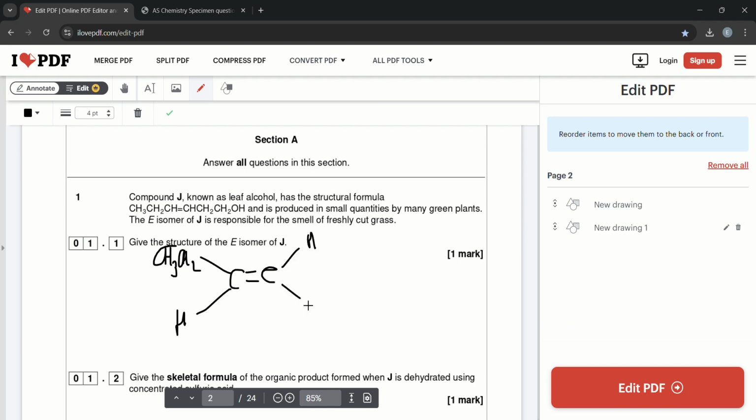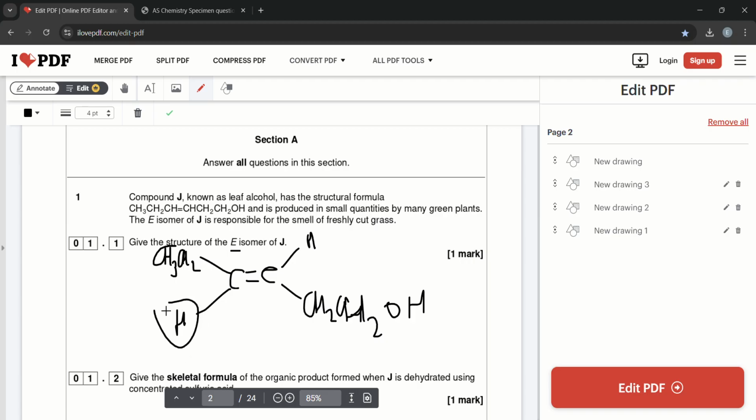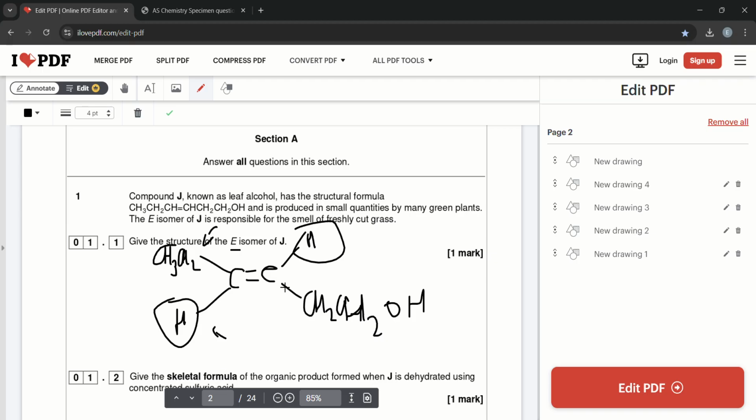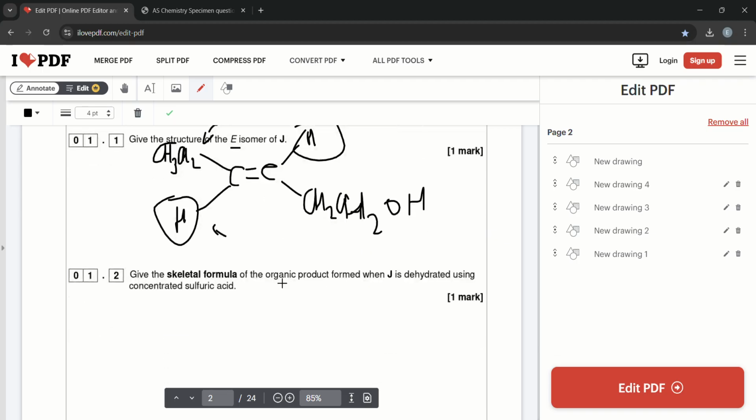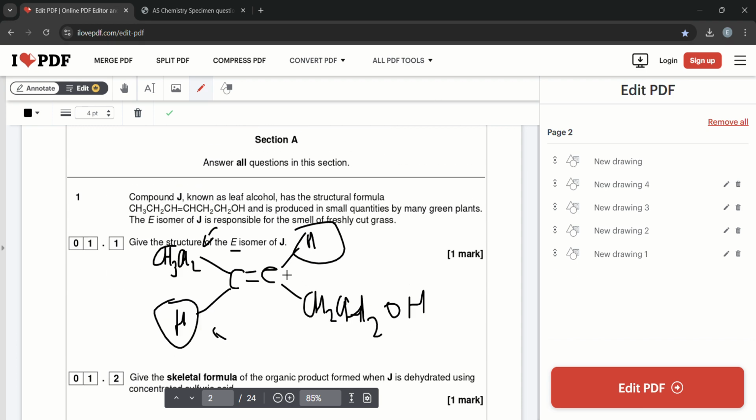CH, CH2, CH2OH. Because it's an E isomer, one pair of groups has to be enemies, and it's these two, they're opposing each other, they're enemies, therefore that is an E isomer. If we wanted a Z, then this hydrogen would be here instead, but we wanted E, so they oppose each other. Give the skeletal formula of the organic product formed when J is dehydrated using concentrated sulfuric acid.